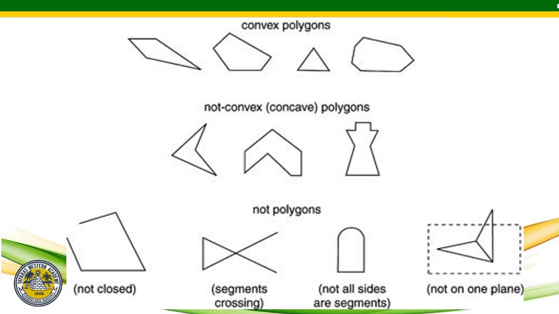In these given figures, we have the convex polygons, the not convex, or what we call concave polygons. Then we have the not polygons: not closed, segments crossing, not all sides are segments, and not on one plane.